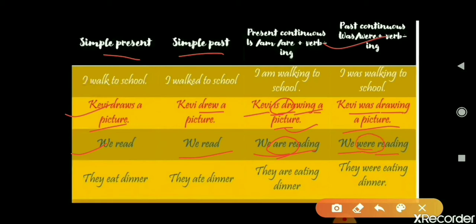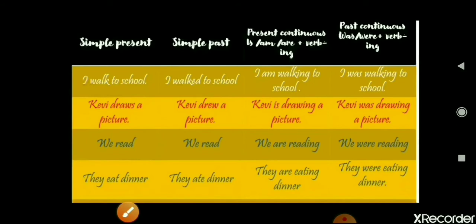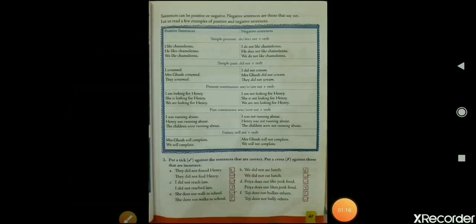So we were reading. Now next one, they eat dinner, simple present. They ate dinner, simple past. They are eating dinner, present continuous. Then past continuous, they were eating dinner. With they we use were, and with singular, with one person, we use was. Okay, now you have to complete this exercise in your book neatly, and also complete it in good handwriting. Okay, now next exercise, page number 47.